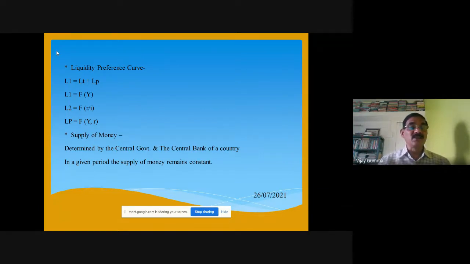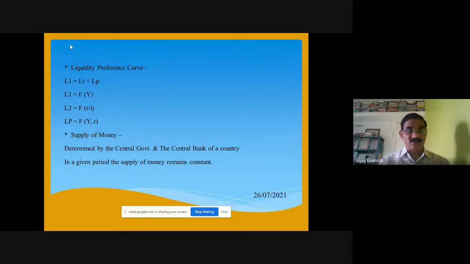Now let us see the supply of money. So supply of money in a given period of time is determined by the central government and the central bank of a country. Reserve Bank of India is the central bank of India. It means in a given period of time, the supply of money is determined by the monetary policy of the central government as well as the Reserve Bank of India.